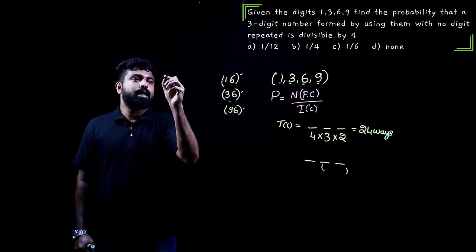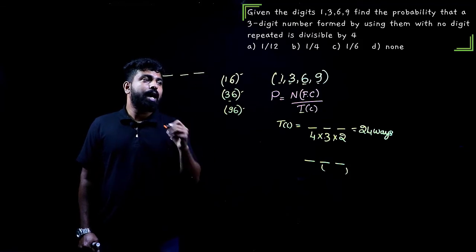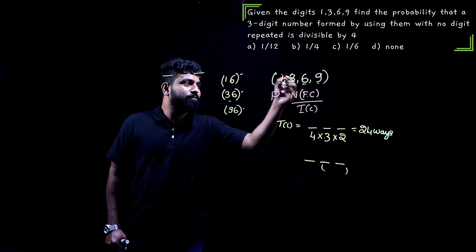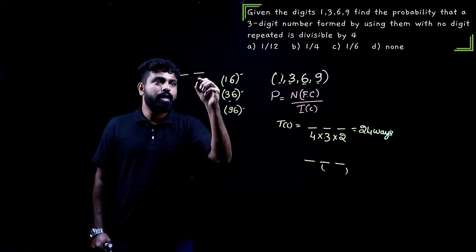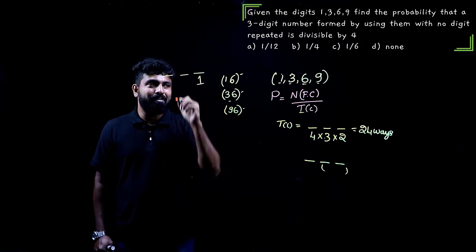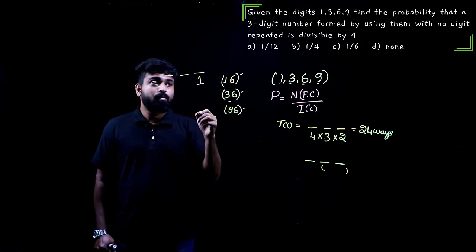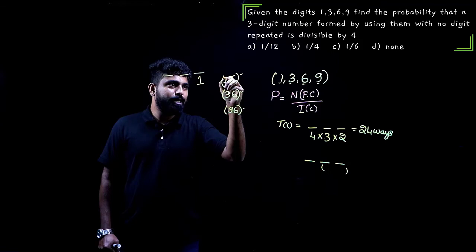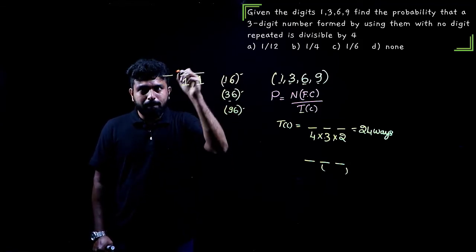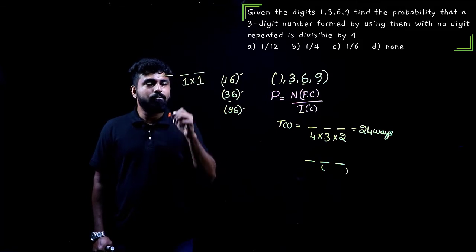Hence what's happening here? When I take a 3-digit number, I want 6 in my units place. In how many ways can I fill 6 in my units place? Only one way. I want only 6 in my units place. What about my tens place? Again, I can fill my tens place with only 1, which is only one way. I want only 1 in my tens place, so I can do it in only one way.